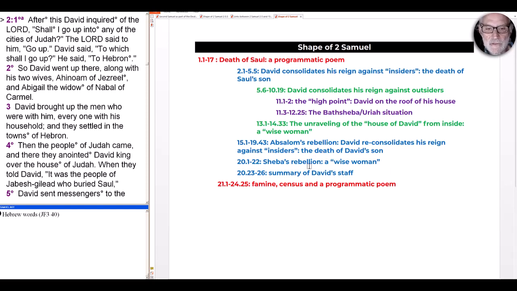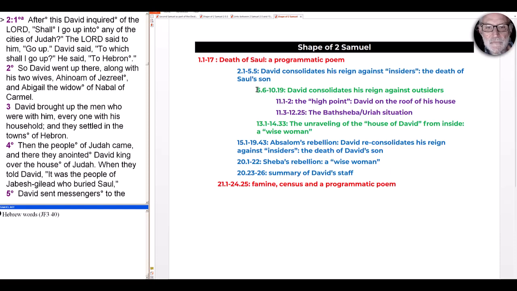And then it follows with Sheba's rebellion, which is sort of a hybrid. He's not exactly an outsider. He's not like the Amalekites, but he's also not an immediate part of the family. And there's an interesting parallel here between a wise woman who gives Joab advice here and the wise woman who gives Joab advice here about the unraveling of the house of David and what to do about Absalom.